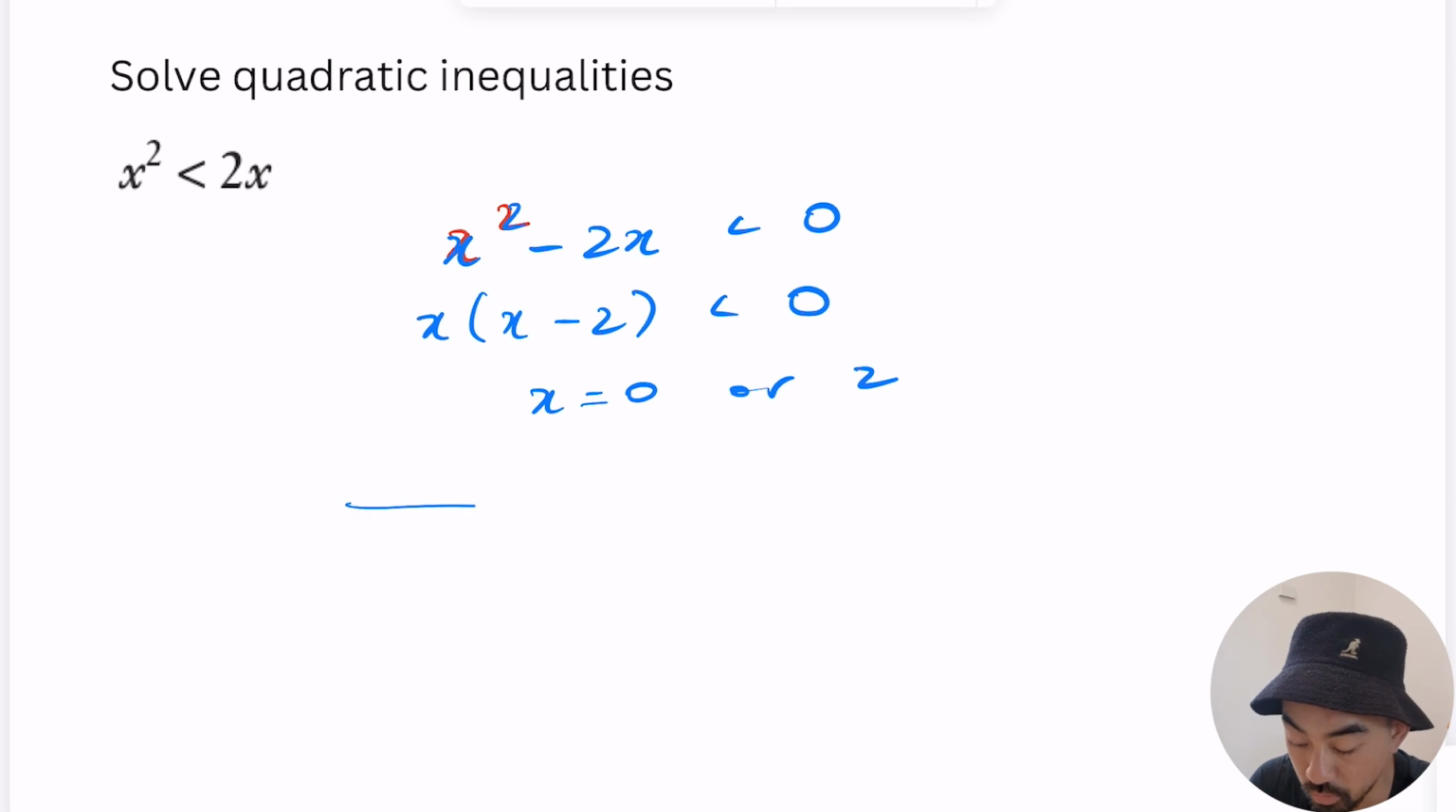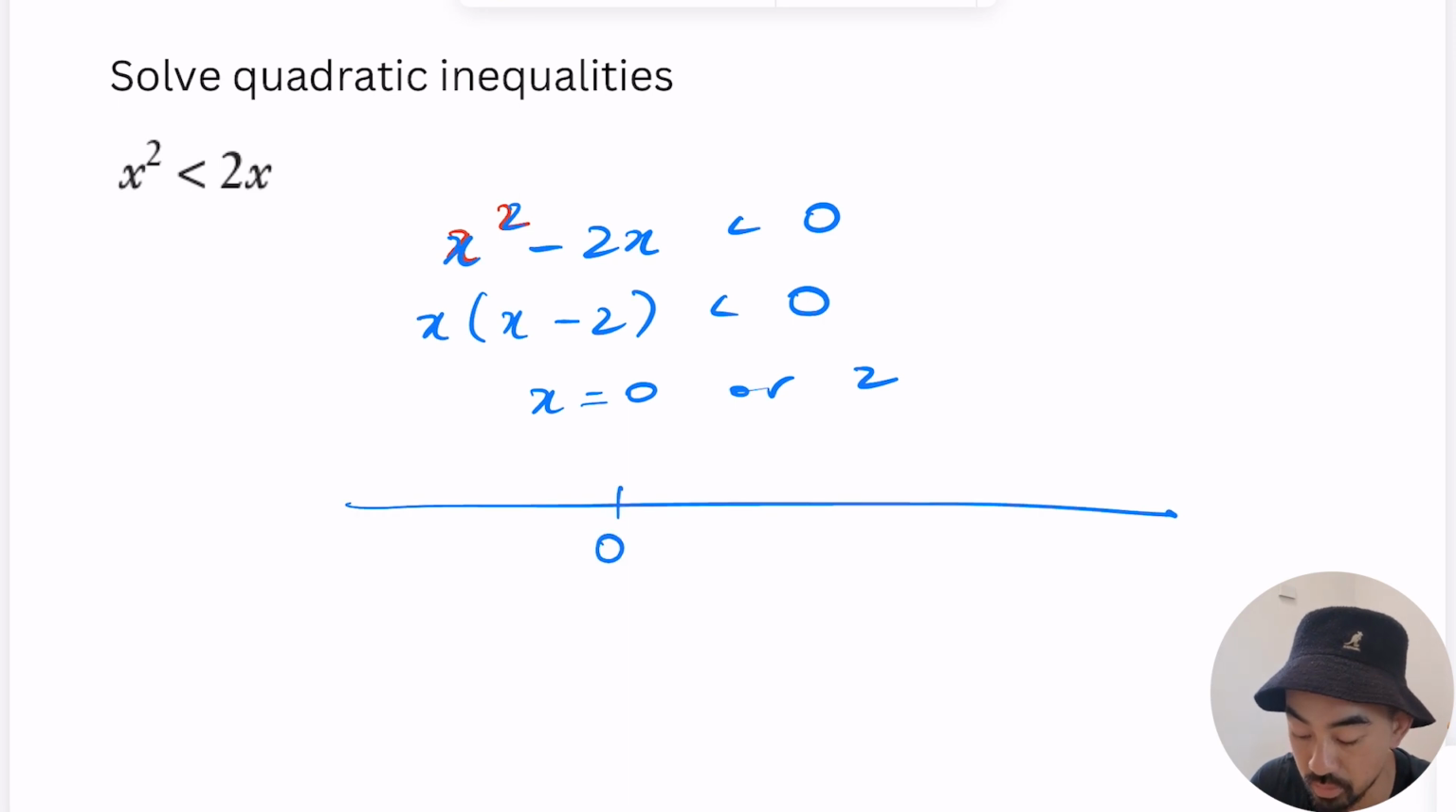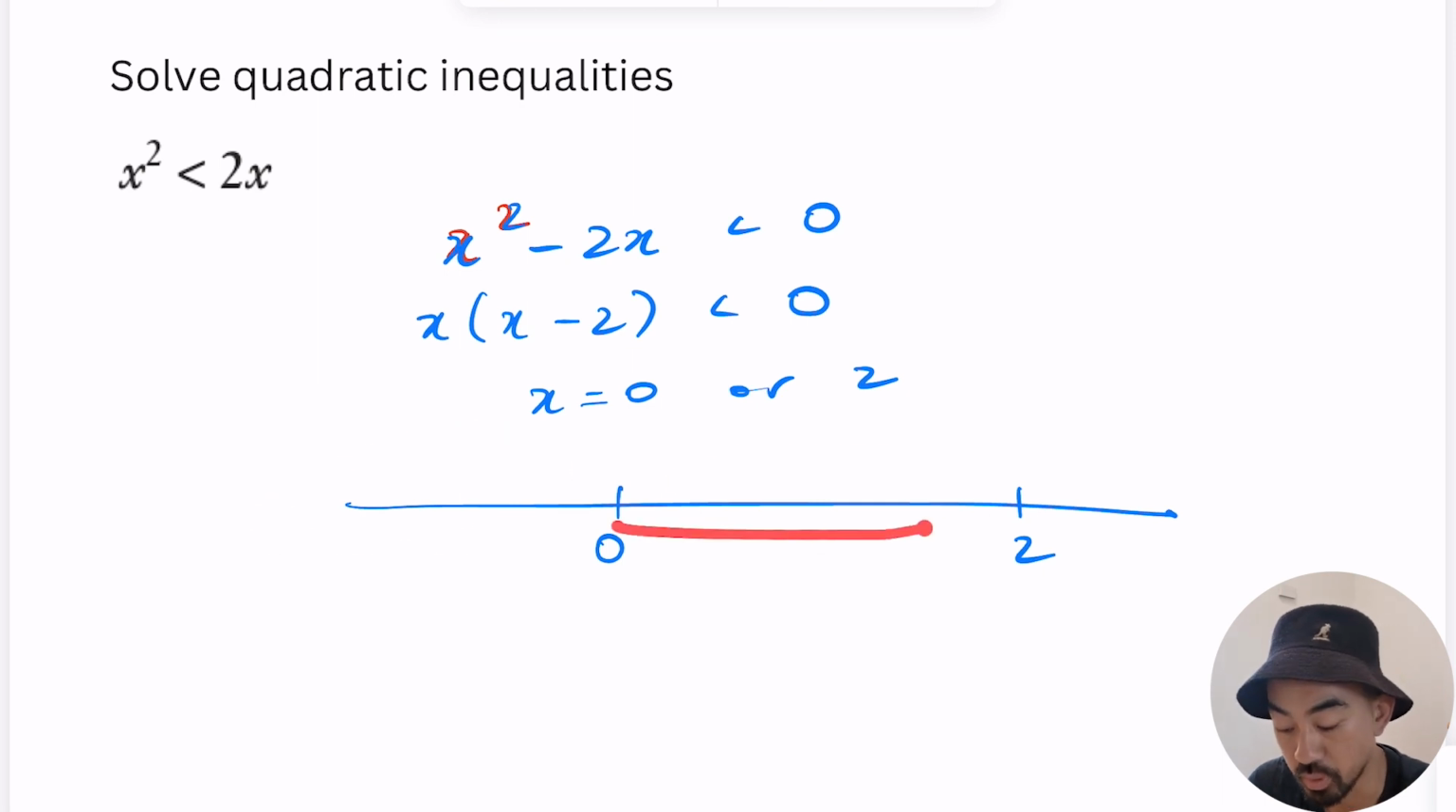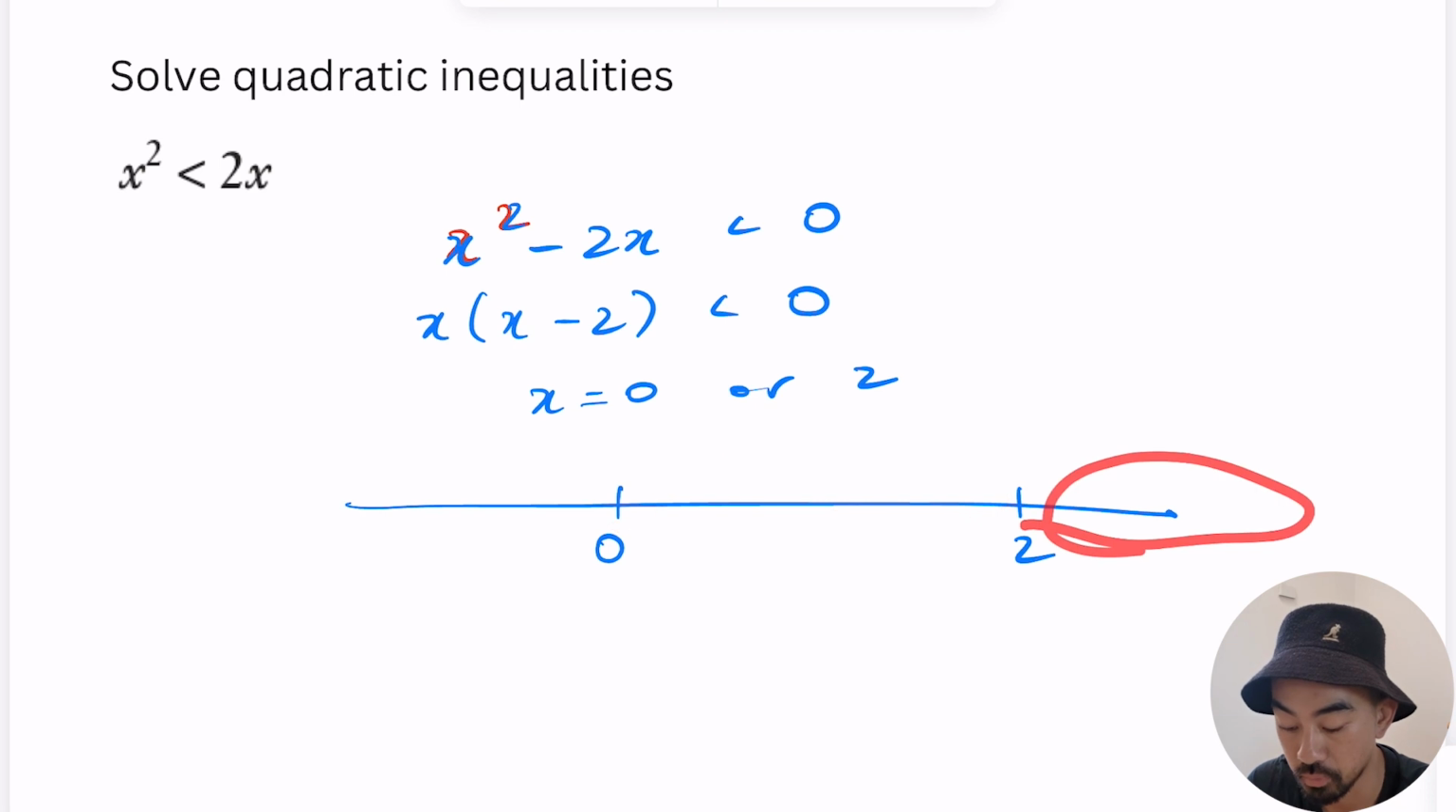All right, so once again, let's draw a quick number line to visualize 0 and 2. We're once again going to have three regions to test: this one, less than 0, in between 0 and 2, and also greater than 2.